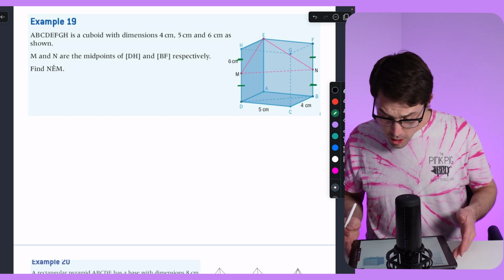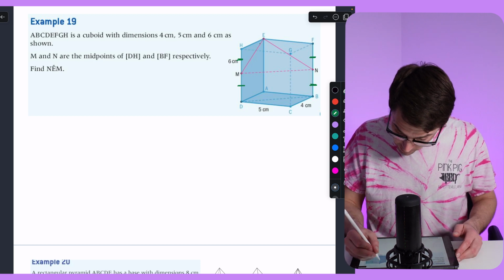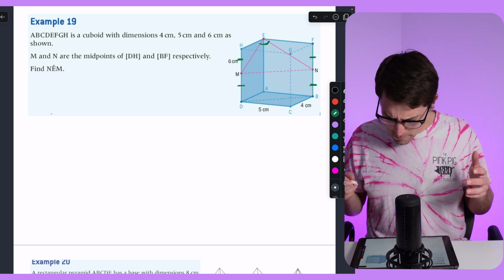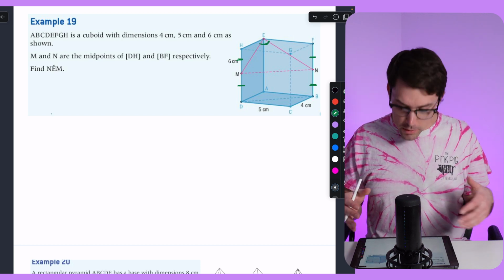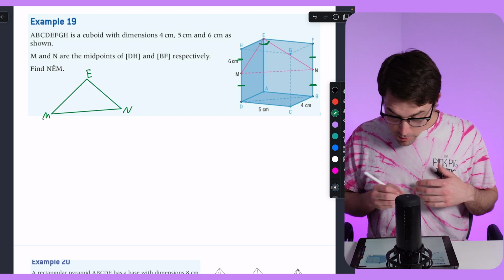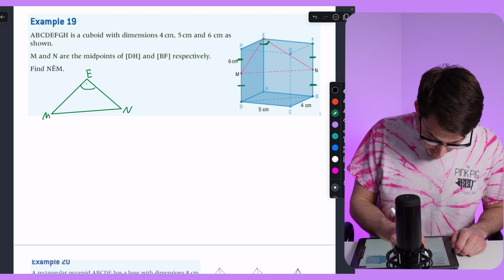Okay, so let's go ahead and find out what the angle of NEM is. So what we're thinking about is this angle right here. All right, kind of a hard thing to maybe visualize, but if you extract out the information that we need into a different diagram, it might help you out a little bit. So this is the triangle I'm focused on, MEN, and I want to know what this angle theta is here.